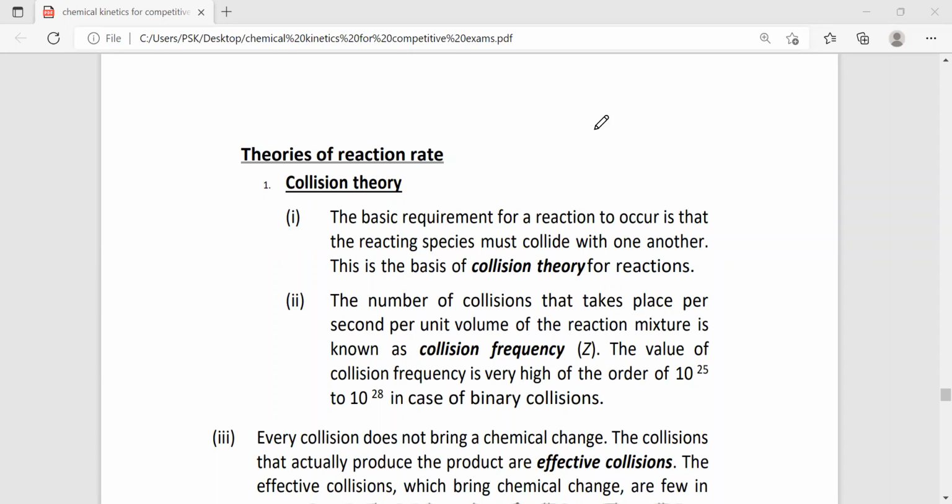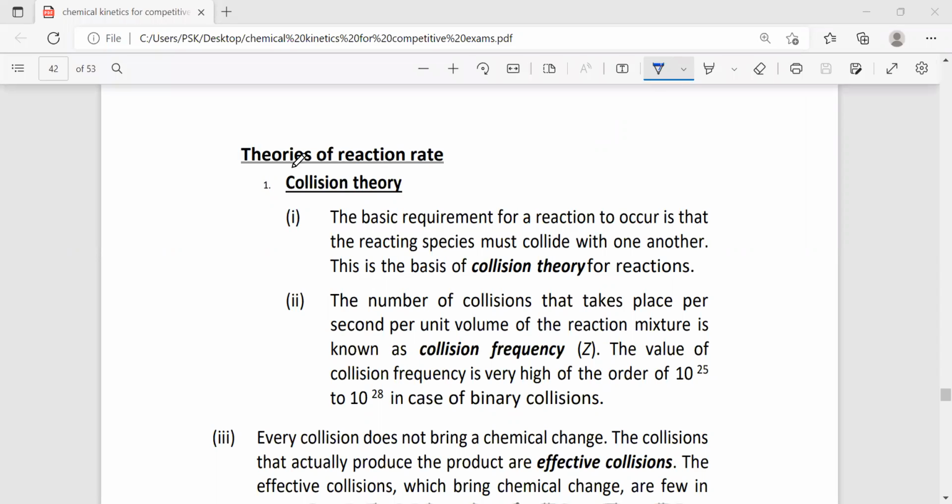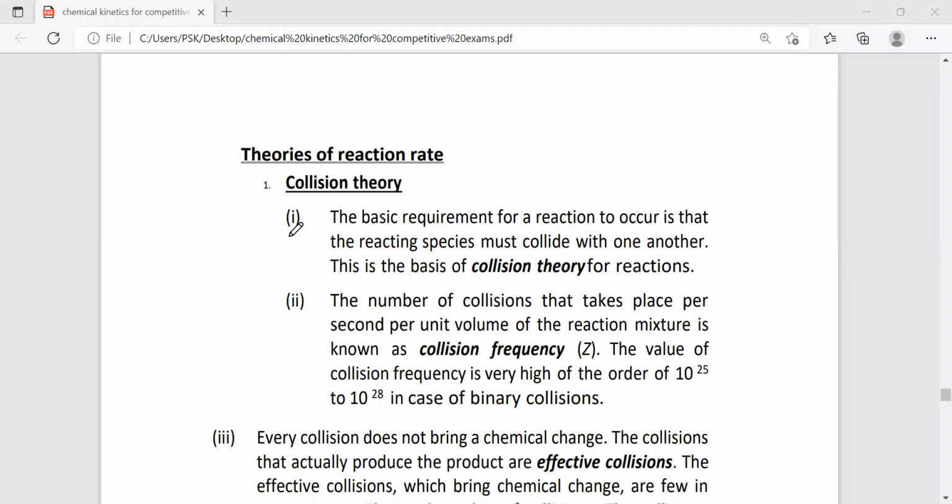So we have come to the last part of the chapter, chemical kinetics. Maybe today and one more session I might require to complete the chapter. We'll continue with the theory part today, and the questions based on competitive exams we will work on next class. Now, we have theories of reaction rate.